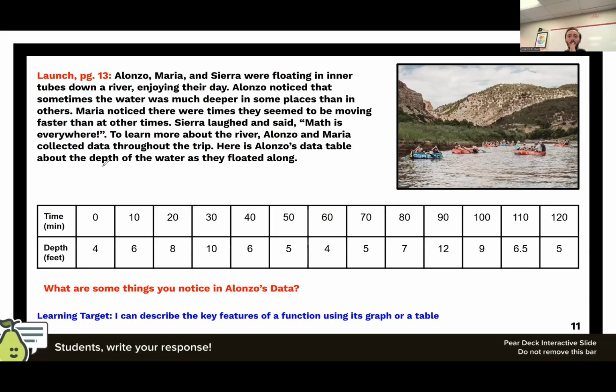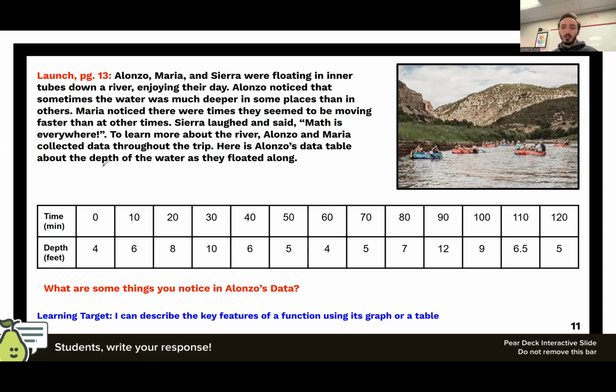Here in the notes, I want to open up with, on page 13, this initial table of values. I want to give you kind of a problem context to mull over and think about. We're going to use a lot of different representations to reinforce these key ideas that we saw in our first lesson. So here, we've got a scenario where three friends, Alonzo, Maria, and Sierra, are all floating down a river in a bunch of inner tubes.